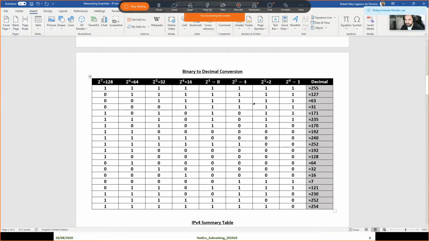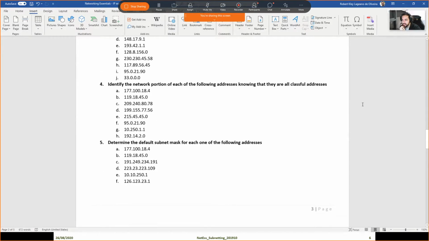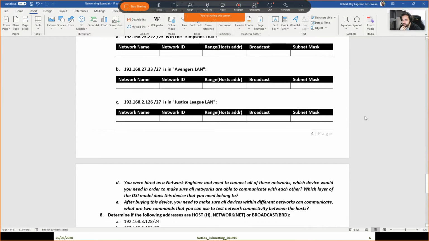Rob, that little sheet you had there, can you copy one over for us to do? Oh, perfect.